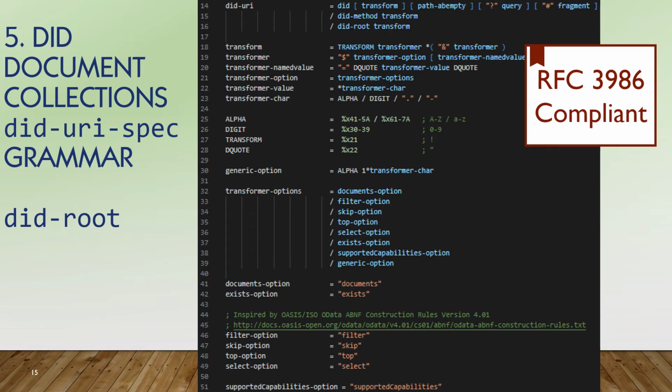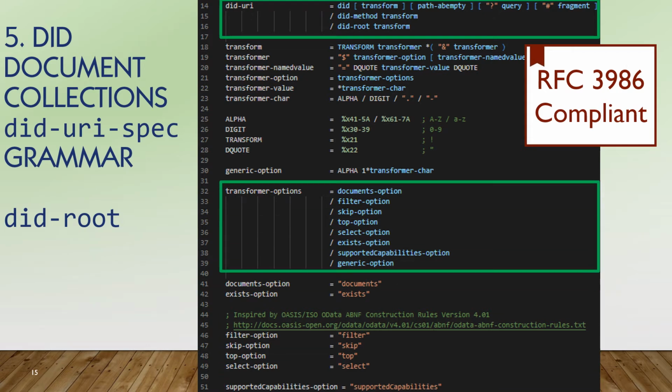Here's another version of the DID document collections grammar, but this one is a little bit different in that it also supports transforms against the DID root. So this is actually the example where you would be able to query all the documents against the did: scheme. The options are the same as the previous one. So the only real difference here is line 16, where we can do transforms against the DID root.